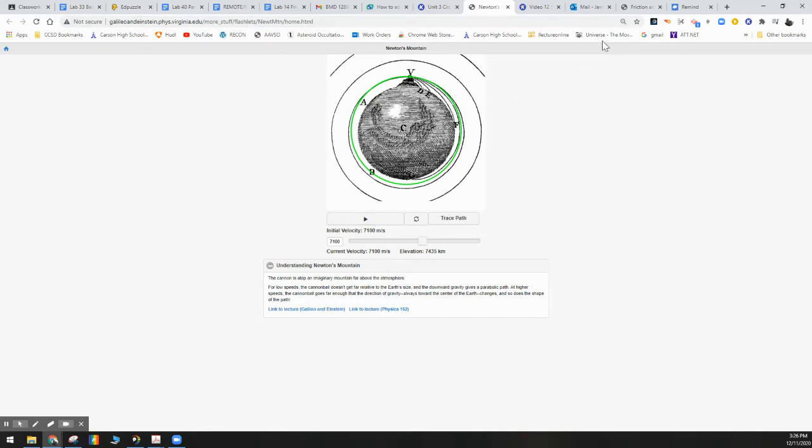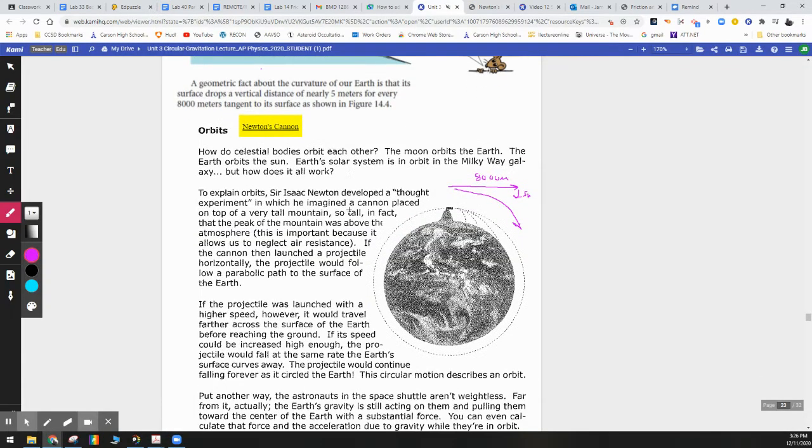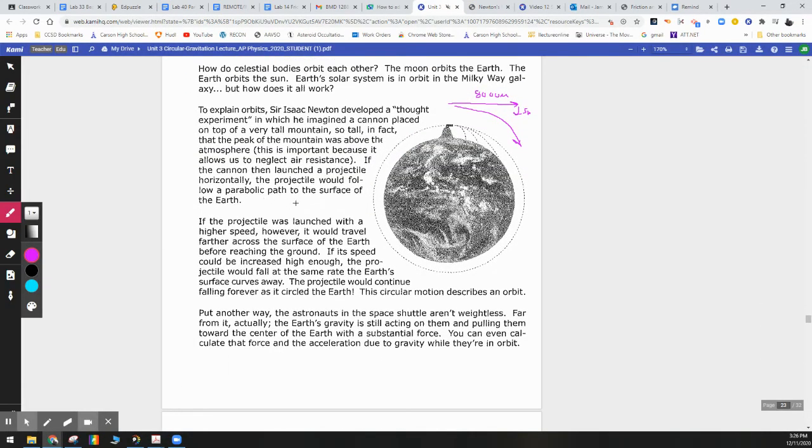That's what this whole discussion is about. You may want to do some more reading here. It says astronauts in a space shuttle are not weightless. They're actually in free fall. So you're in free fall. Go ahead and read about this; it's a good article.